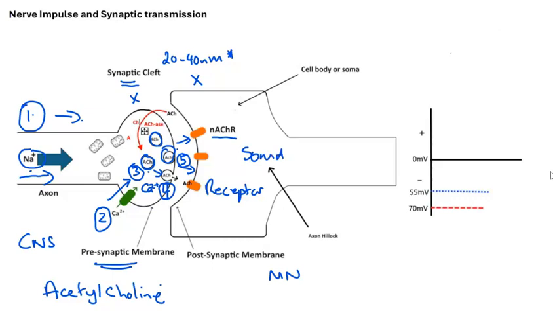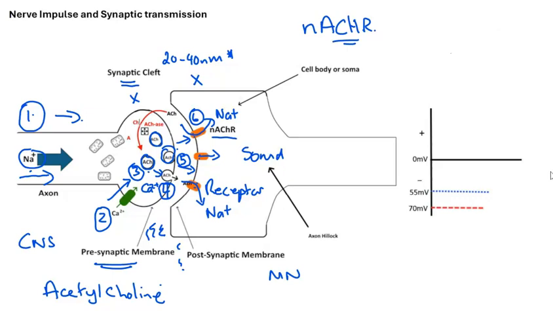These receptors are called nAChR, nicotinic acetylcholine receptors. And as the acetylcholine engages with these receptors, what happens is that they will allow sodium ions to enter the cell body here like this. Now, these sodium ions come from the extracellular fluid around the nerve cell. So that would be our 6th point.